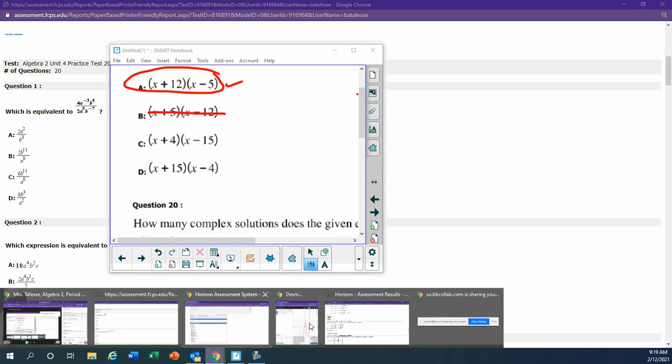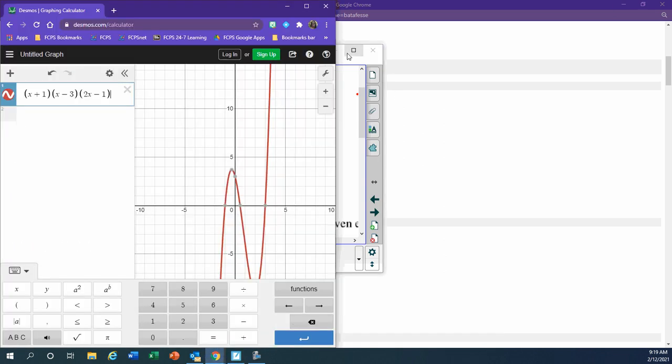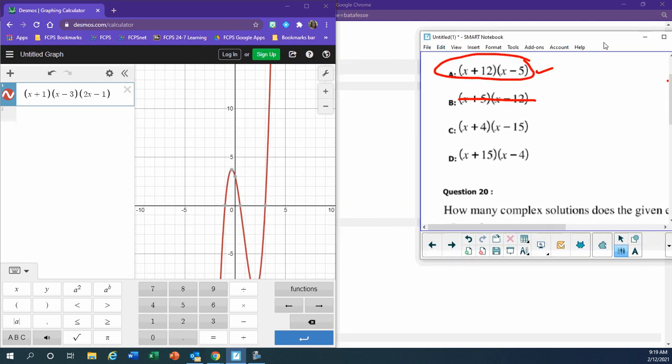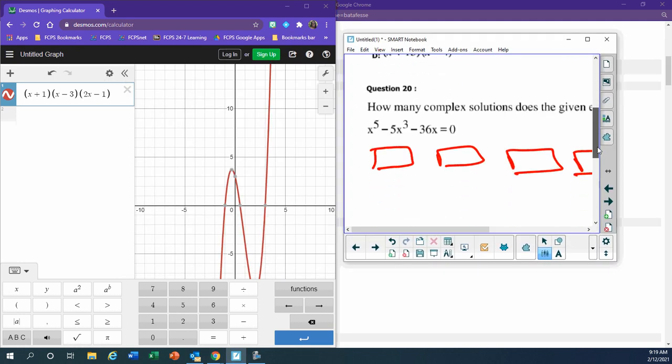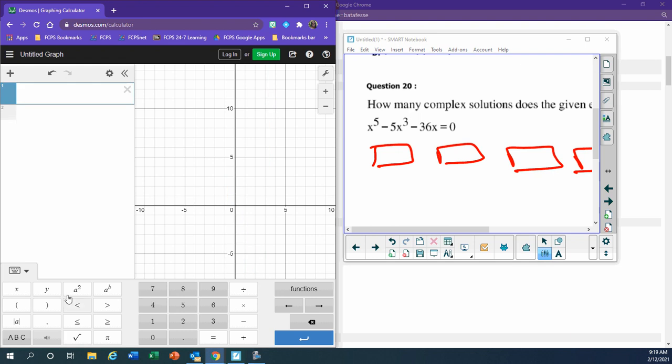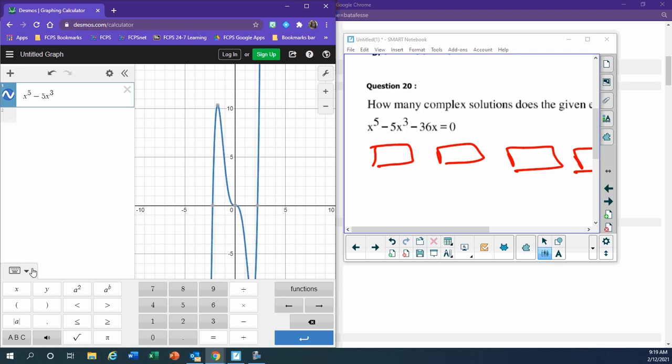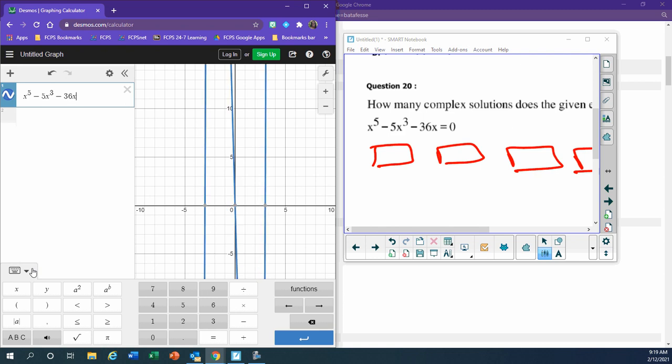All right, side by side, my equation. It's going to be x to the power of 5, minus 5x cubed, minus 36x. So that's what you have to do.